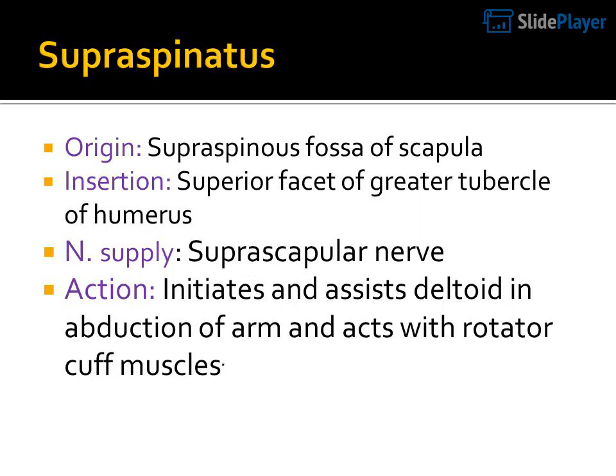Supraspinatus, end supply: suprascapular nerve. Origin: supraspinous fossa of scapula. Insertion: superior facet of greater tubercle of humerus. End supply: suprascapular nerve. Action: initiates and assists deltoid in abduction of arm and acts with rotator cuff muscles.